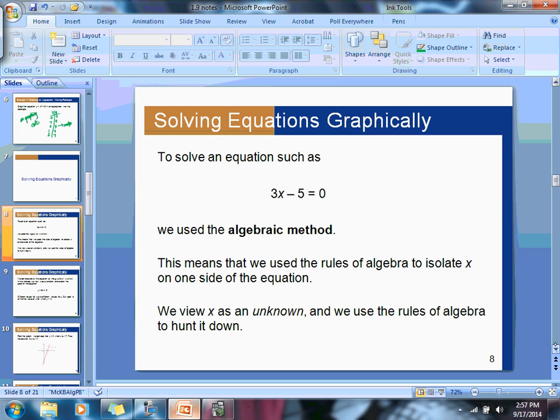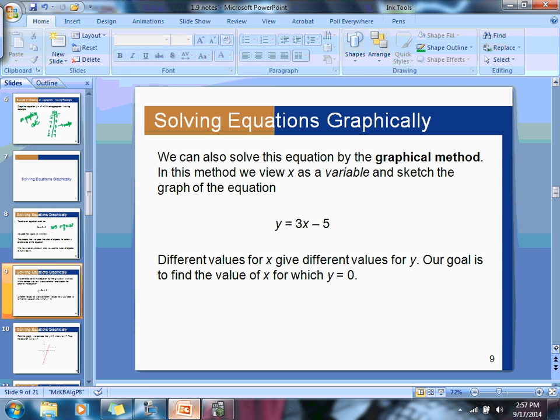Okay, solving equations graphically. Now, we can solve equations algebraically or graphically. Usually, we would solve this one algebraically. We would add the 5 over to the other side, and then we would divide by 3. So we get 5/3, which rounds to about 1.67. So when we're solving problems algebraically, we get a nice exact answer. When we're solving them graphically, it's more of an estimate. And basically all we do is we swap out that equals 0 for an equals y. And then we have to find the value of x for which y equals 0.